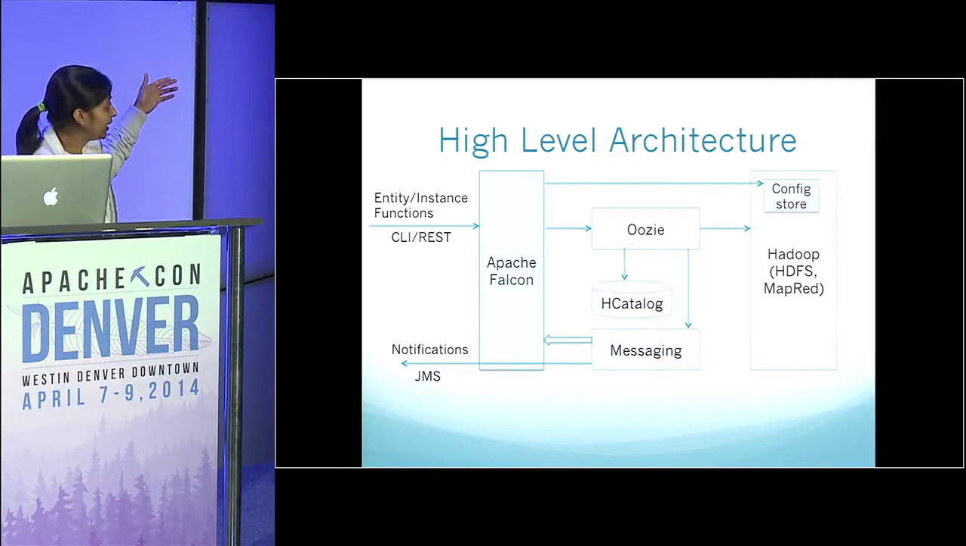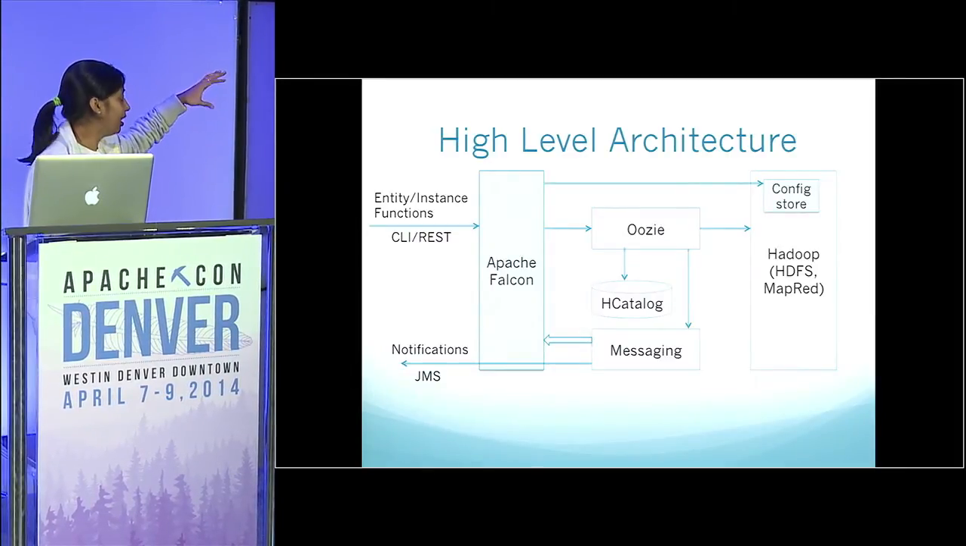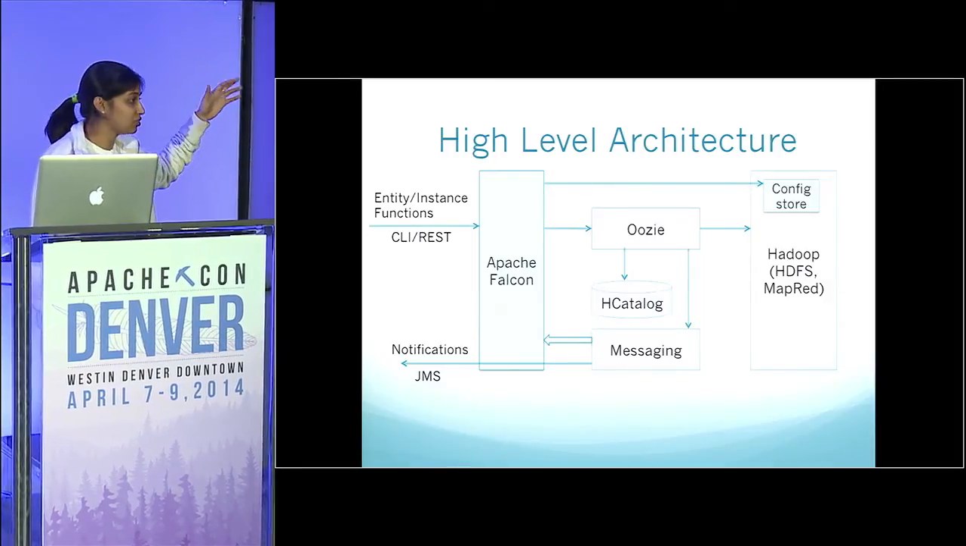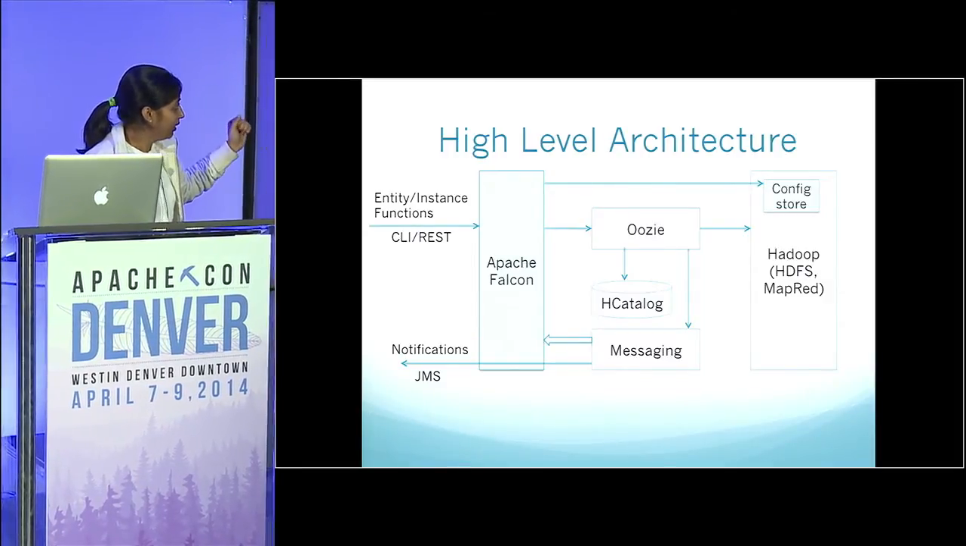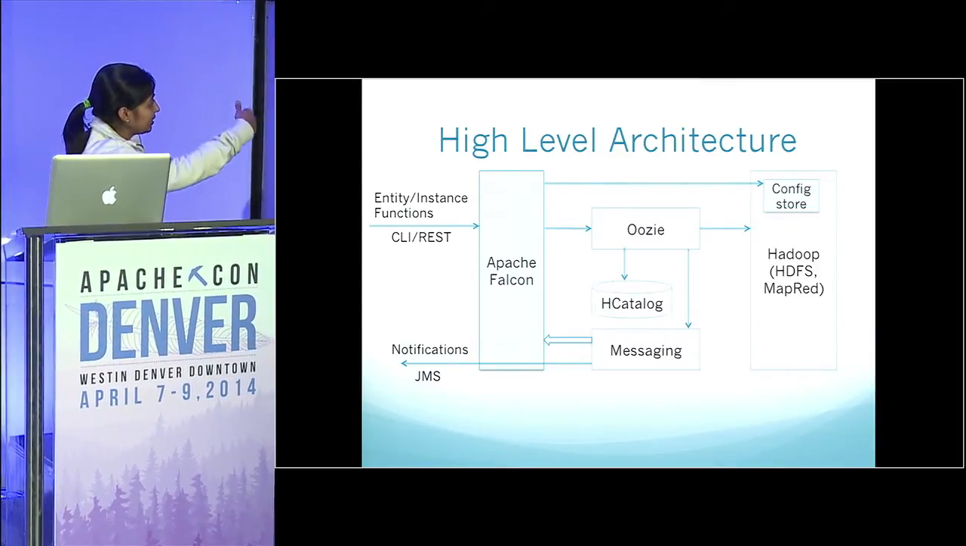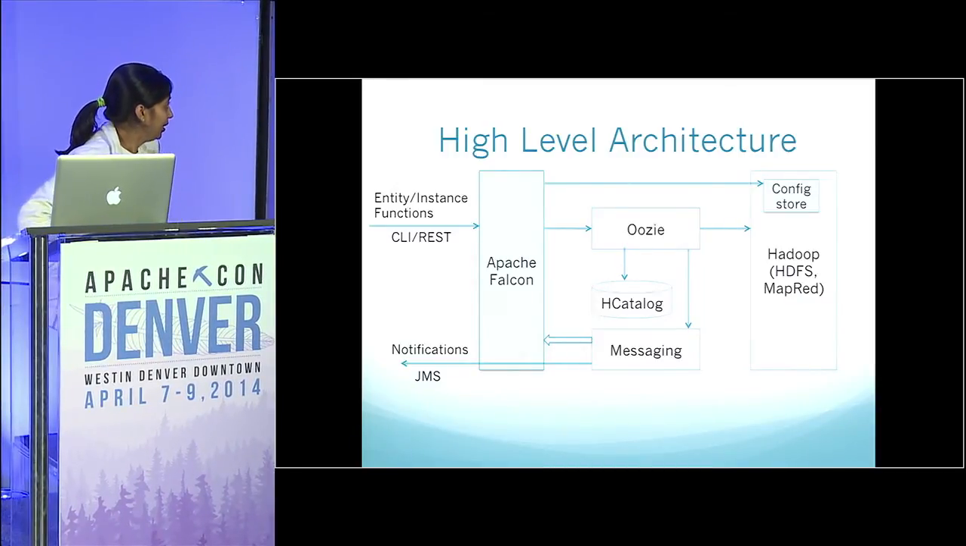And the different entity XMLs are stored in the config store, which is part of Falcon. It can be configured to store them in HDFS or any other file system as well. And then you have the Hadoop file system, which is HDFS and MapReduce. And Oozie in turn can talk to the catalog service for the data availability.